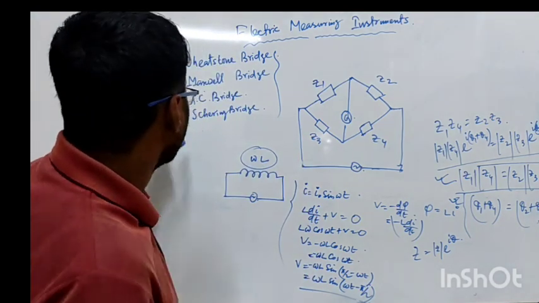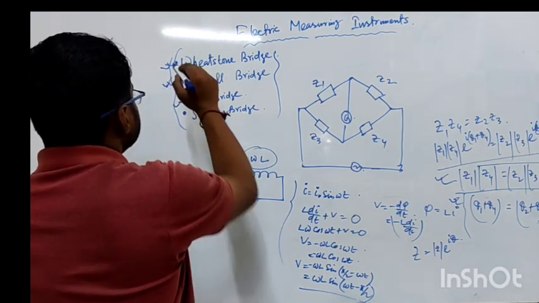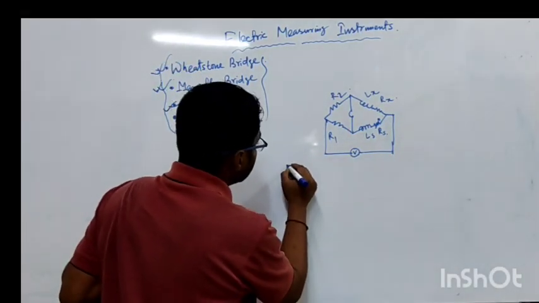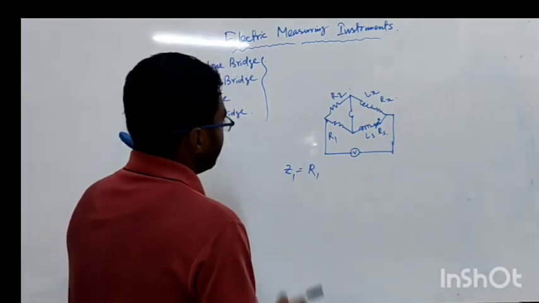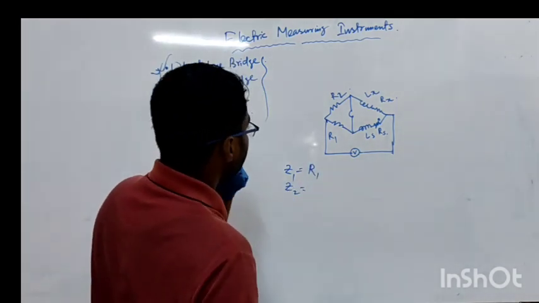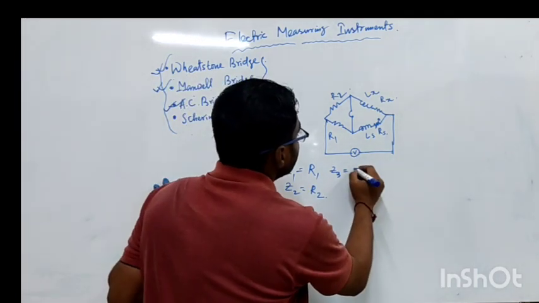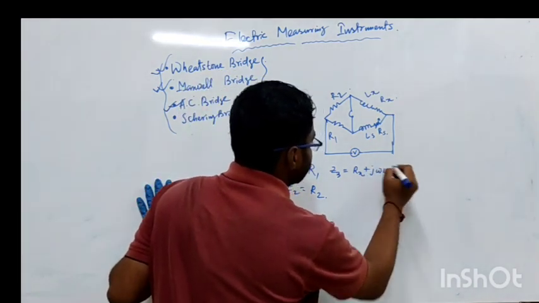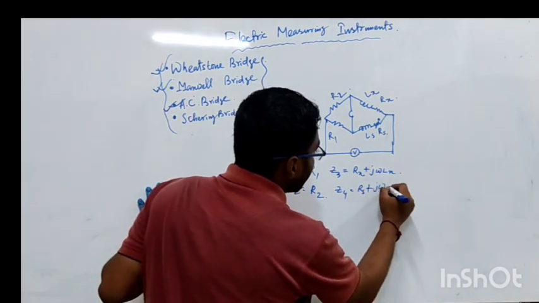So now we are going for the Maxwell bridge. So what will be the condition? The condition will be Z1 equal to R1, and Z2 is equal to R2, and Z3 is equal to Rx plus j omega Lx, and Z4 will be Rs plus j omega Ls.